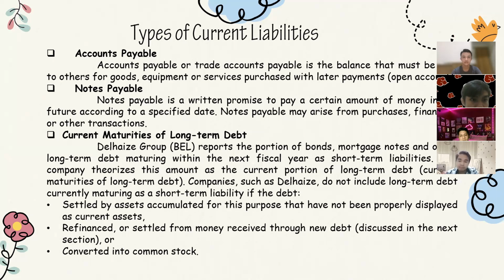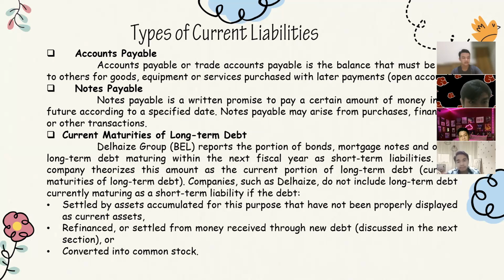The first is accounts payable. Accounts payable, or trade accounts payable, is the balance that must be paid to others for goods, equipment, or services purchased with later payment or on open account. Next is notes payable. A note payable is a written promise to pay a certain amount of money in the future according to a specified date. Notes payable may arise from purchase, financing, or other transactions.